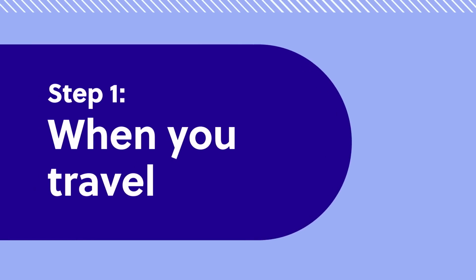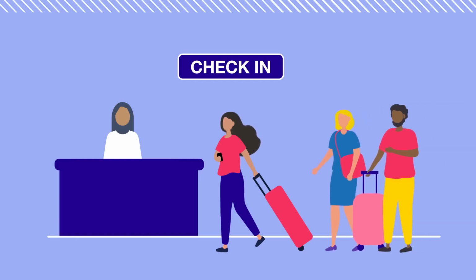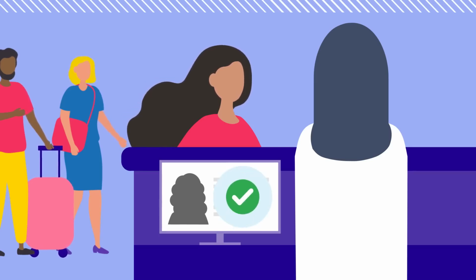Travelling to the UK. Step 1. When you travel. When you check in, you will need to provide your passport or travel document. If you have physical evidence of your status, you should carry it with you when travelling internationally until it expires. When you present your passport or other travel document, international air, sea and rail carriers will then receive a message from the Home Office confirming whether you have an eVisa.